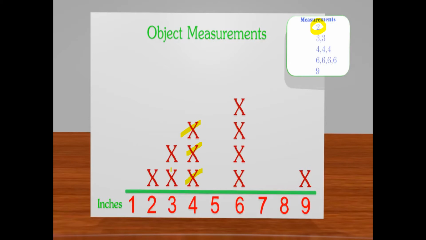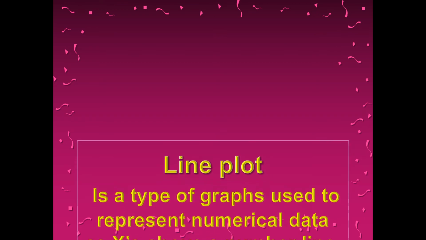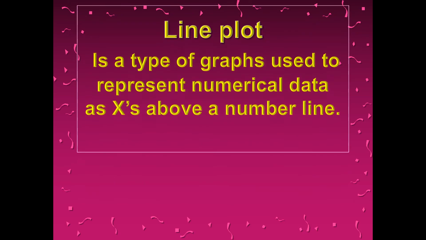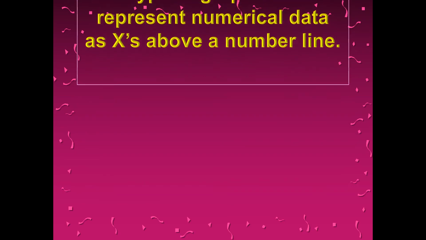Okay, who can tell me how many objects have 6 inches? We go to 6 and count how many x's. 1, 2, 3 and 4. Okay. So the line plot is a type of graph used to represent numerical data as x's above a number line.